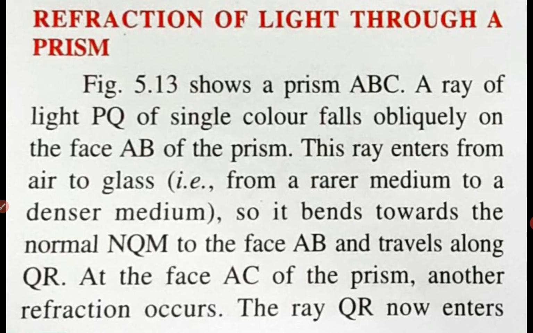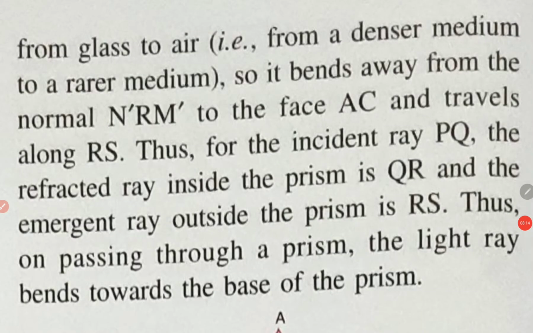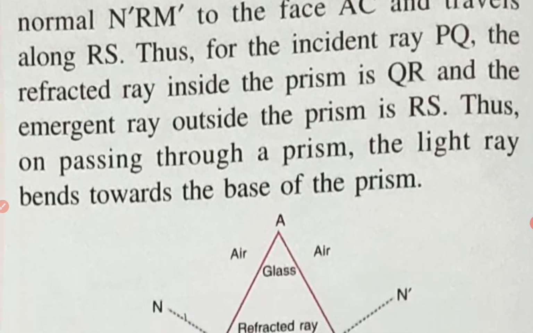Another refraction occurs. The ray QR now enters from glass to air, that is from denser medium to the rarer medium, so it bends away from the normal N'RM' to the face AC and travels along RS. Thus for the incident ray PQ, the refracted ray inside the prism is QR and the emergent ray outside the prism is RS. Thus on passing through a prism, the light ray bends towards the base of the prism. Okay, the light ray is bending towards the base of the prism.